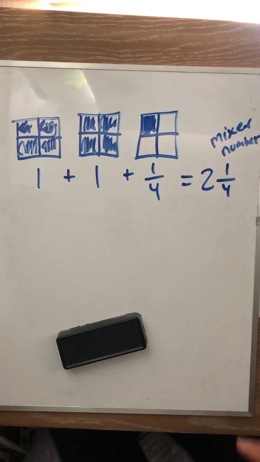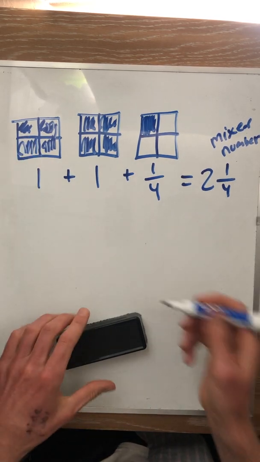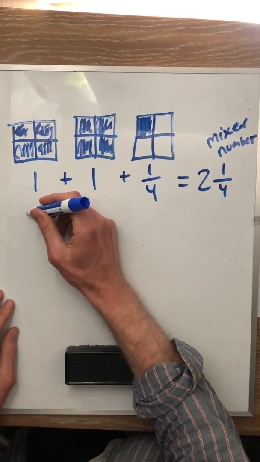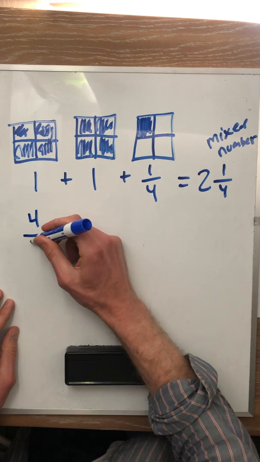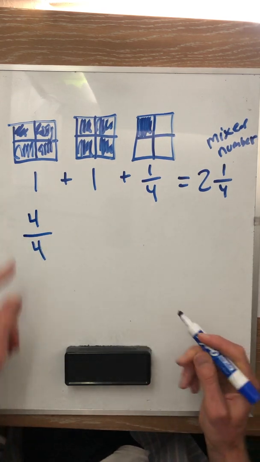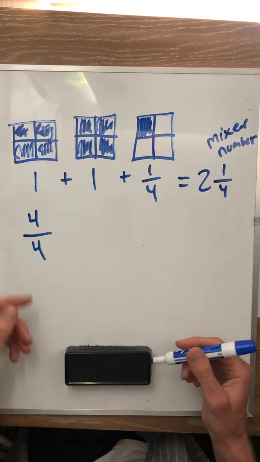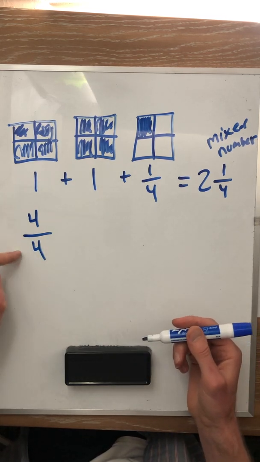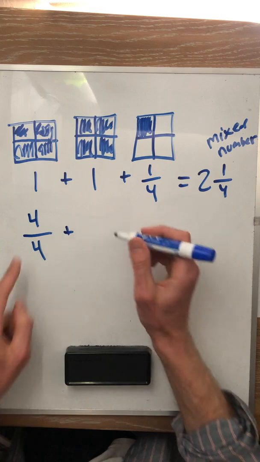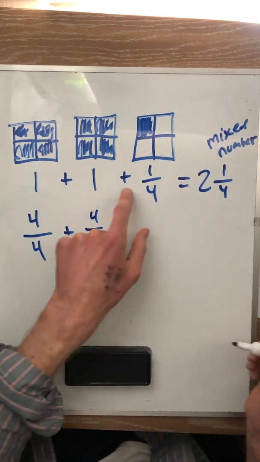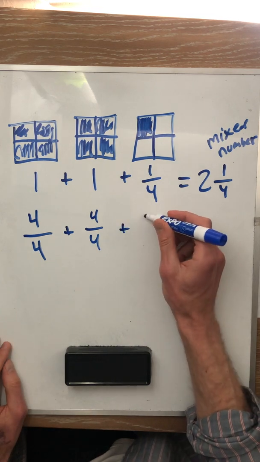Well, how many fourths do I have over here? 1, 2, 3, 4, right? Remember 1, aka 4/4. It's the same thing. It's been cut into 4 pieces, but I have all 4, so I have the whole thing. A whole is also 4/4. So 4/4, and I have 1, 2, 3, 4/4 over here. I have another whole, and I have 1/4 over here.